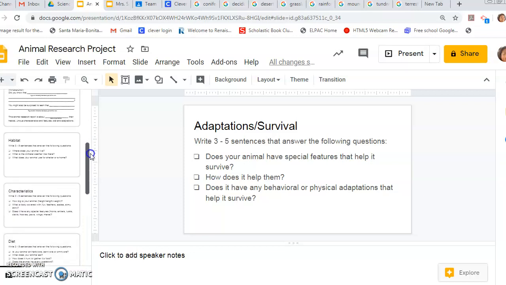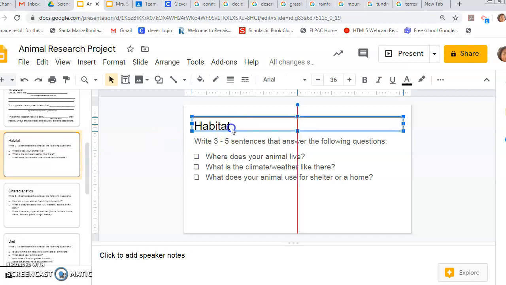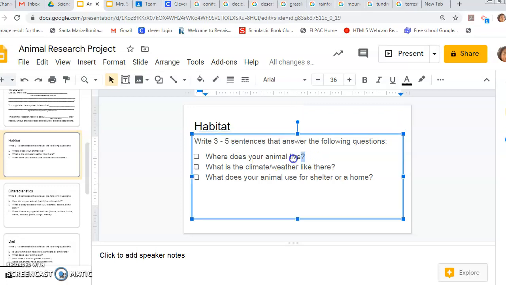Now that we've talked about habitats, we're moving on to this slide. It should say habitat right here. And your instructions are to write 3 to 5 sentences that answer the following questions. Where does your animal live? So what part of the earth? And you can actually find out where, like on what country it lives on, what continent, stuff like that, okay? If you just do your research.